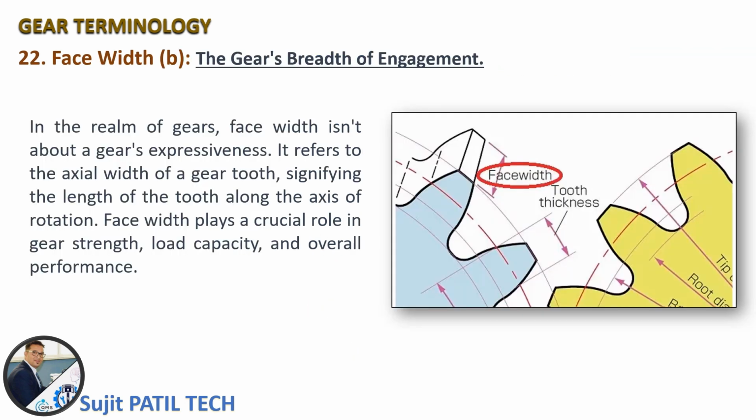22. Face width B. The gear's breadth of engagement. In the realm of gears, face width isn't about a gear's expressiveness. It refers to the axial width of a gear tooth, signifying the length of the tooth along the axis of rotation. Face width plays a crucial role in gear strength, load capacity, and overall performance.